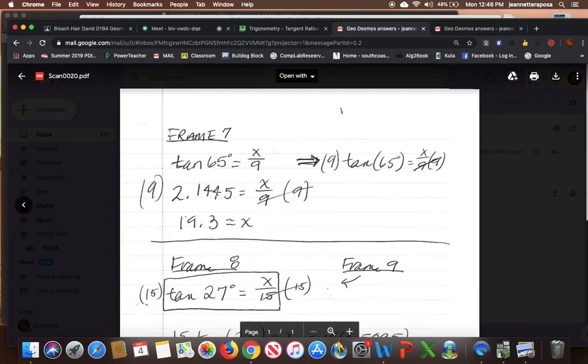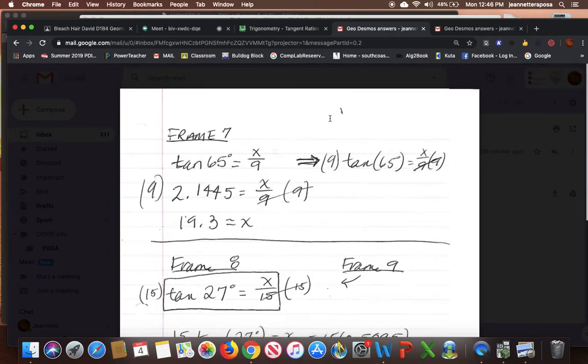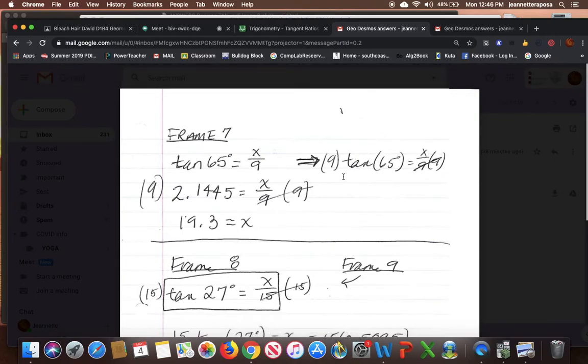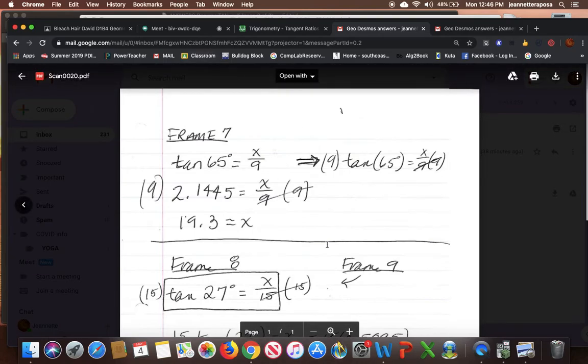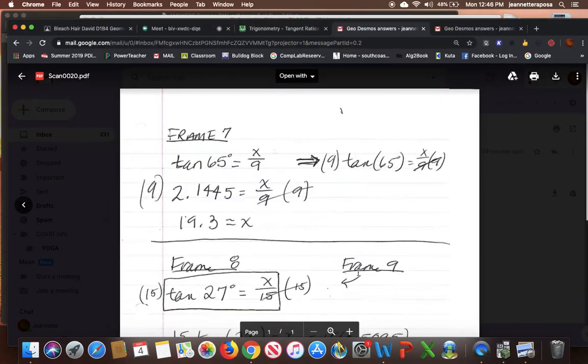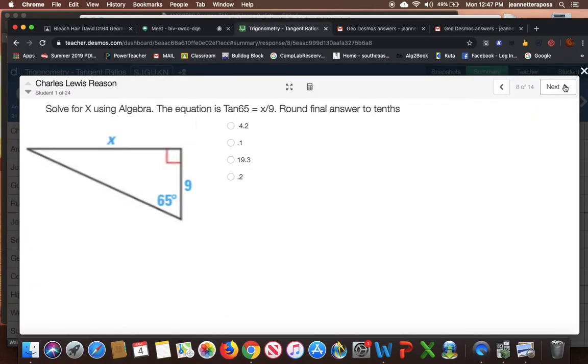You don't even have to find the decimal approximation. You can just plug it into your calculator all at once. 9 times the tangent of 65 degrees will give you x. So let me show you that on the calculator. I'm going to clear this, and it'll just be 9 times the tangent of 65 degrees, and it'll give me the answer that I want. You can do it in 2 steps or 1. I still get 19.3. Okay, so let's take a look back at the Desmos activity over here. We're going to go to the next frame.